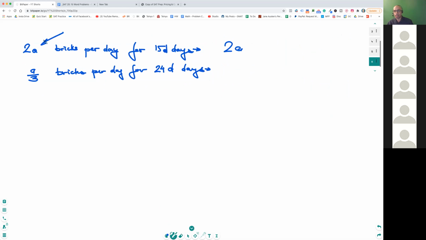Some of you were asking which one you should use. This is the time when you use your unit rate. 2a bricks for 15 days, which means you multiply by 15. Don't forget the D here. So 2 times 15 is 30aD. This is not an easy problem. If you're just starting out with algebra, this could be a bit complicated, but today is a word problem section, so it's a consolidation of what we've done before. And here you're going to get a over 3 times 24D. So try to simplify this now.